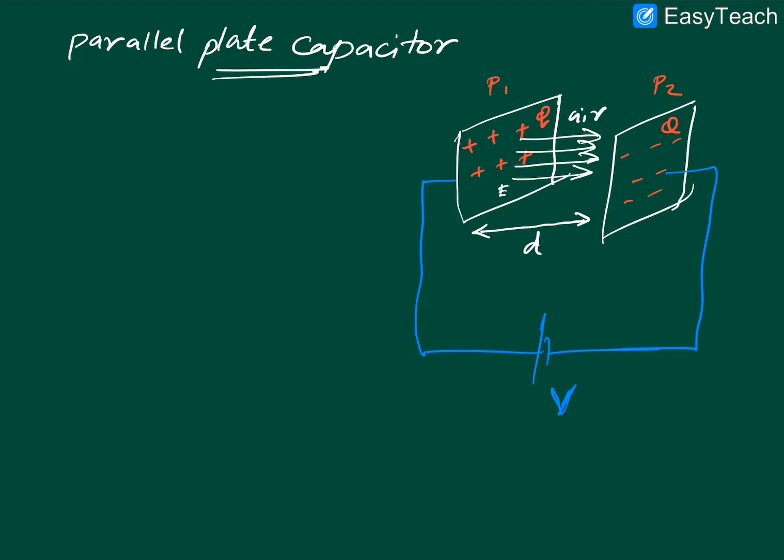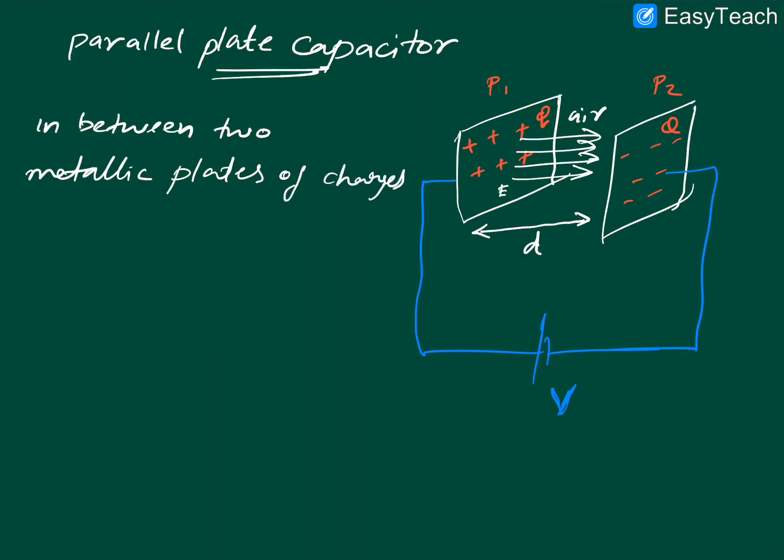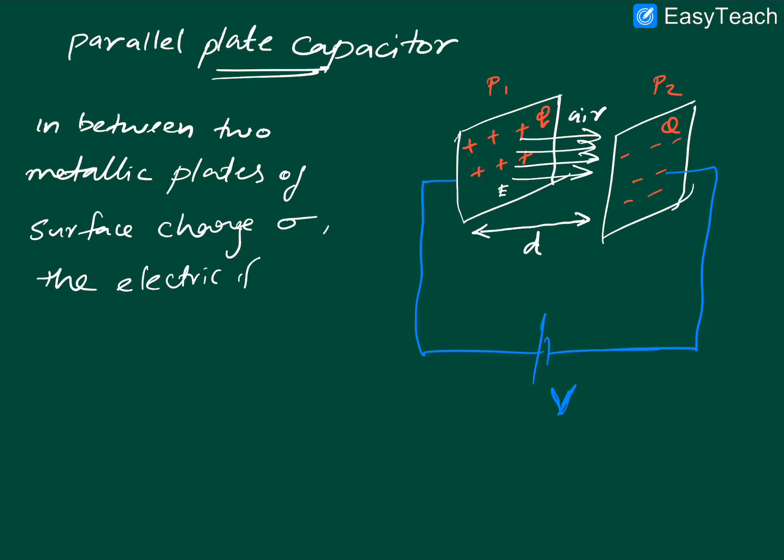And when two metallic plates of surface charge sigma are there, the electric field in between the plates is E is equal to sigma by epsilon 0. We discussed in the first chapter using Gauss's theorem. So the electric field in this case is also sigma by epsilon 0 in between the plates.